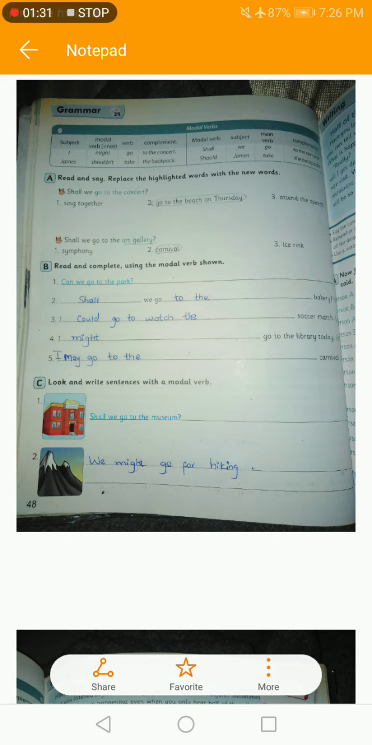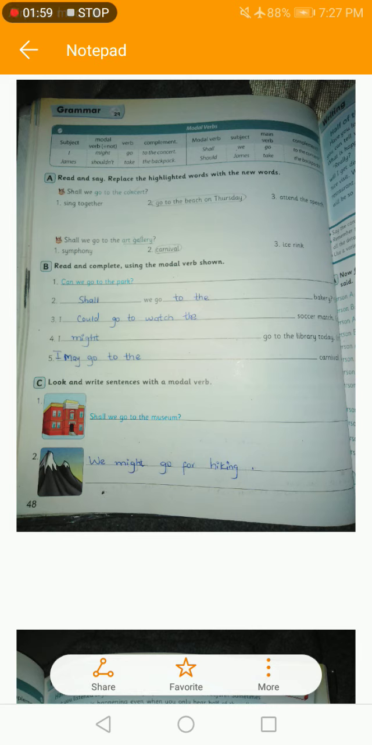Now look at the second one. Shall we go to the art gallery? Here, art gallery are the highlighted words. So we have to change these words with the new word. So, shall we go to the carnival? Okay, this is exercise A. Now we have exercise B.